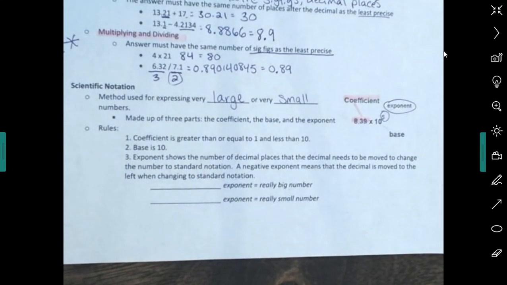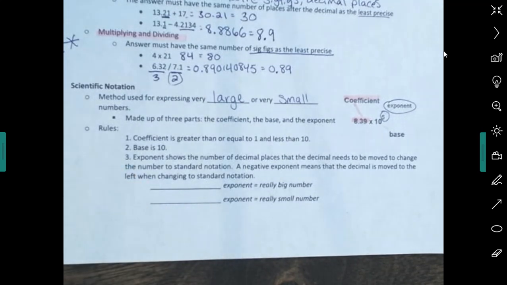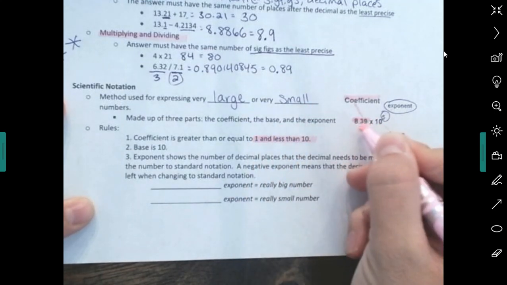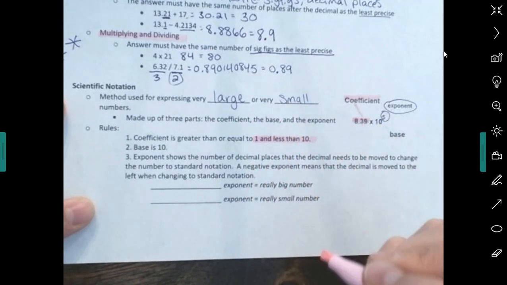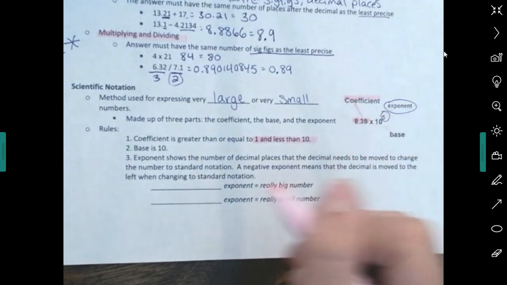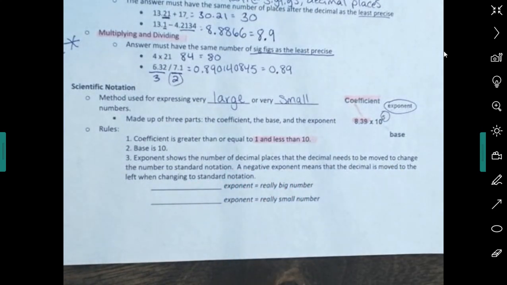So here are the rules. Your coefficient always needs to be between 1 and 10. The base is always 10. And the exponent shows the number of decimal places that the decimal needs to be moved to change the number to standard notation. So a negative exponent means that the decimal is moved to the left when changing to standard notation.